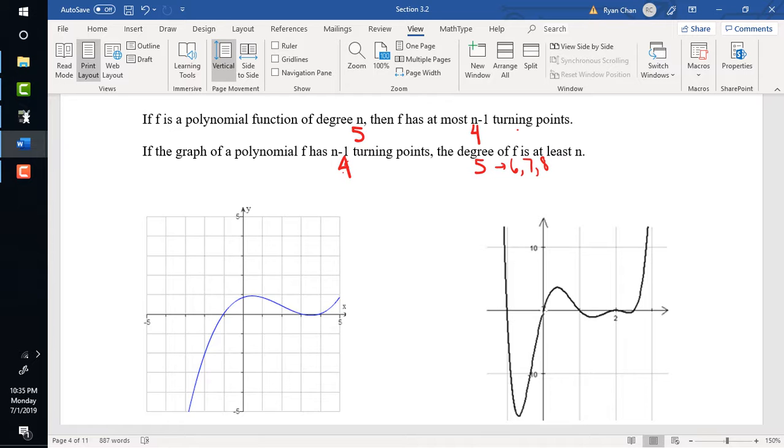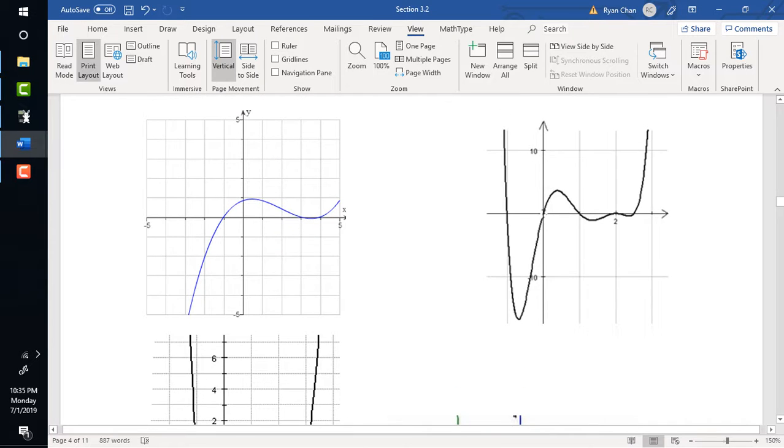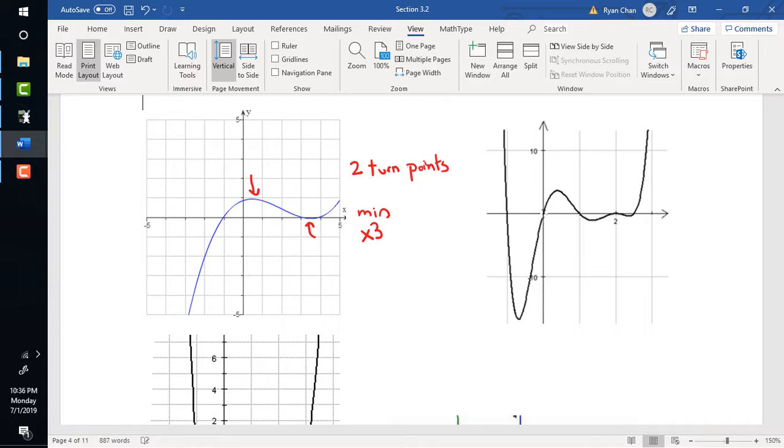Now let's talk about the following. If I look at my graph at the top left, I have 2 turning points. I have one here and I have one here. Because I have 2 turning points, what will my function be? At minimum, it has to be x cubed. And if I really want to, it could be x to the 5th or x to the 7th. Now, some of you are wondering, why can't it be x to the 6th? That's greater than 2 turning points.